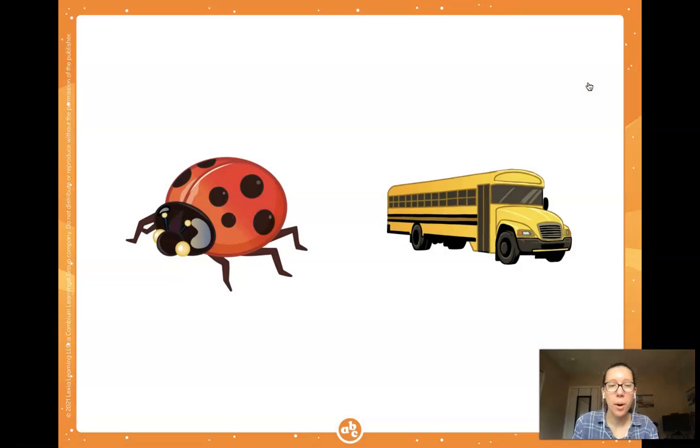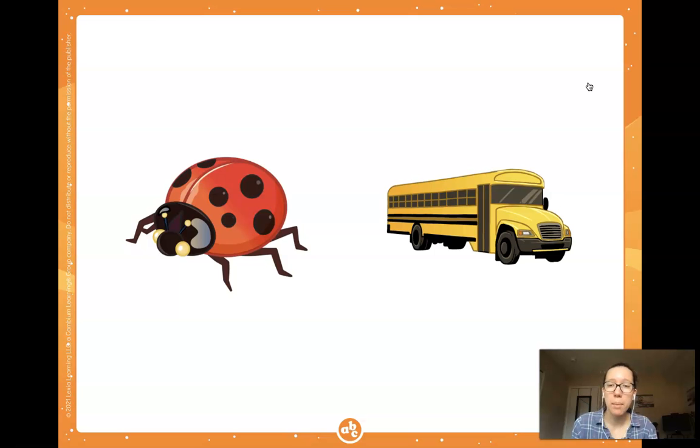All right, friends, time to put all our skills together. So here we have a bug and a bus. What is the same about the words bug and bus? Good, the words bug and bus have the same beginning and middle sounds, b-a.